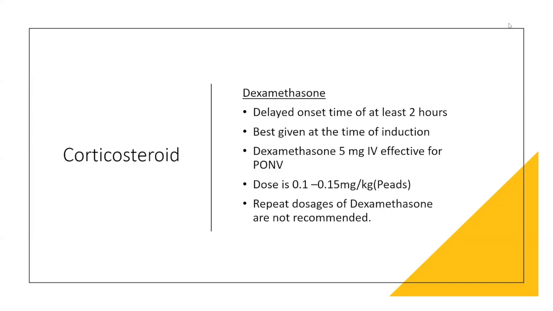Another class of drugs that we do use, and it's easily available, is your dexamethasone, which is a corticosteroid. It does have a delayed onset, at least about 2 hours, so it's best given at induction. The recommended dosage is about 5 milligrams IV, which is effective for postoperative nausea and vomiting. In the pediatric population you use a dosage of 0.1 to about 0.15 milligrams per kg, and repeat doses of dexamethasone are not recommended.